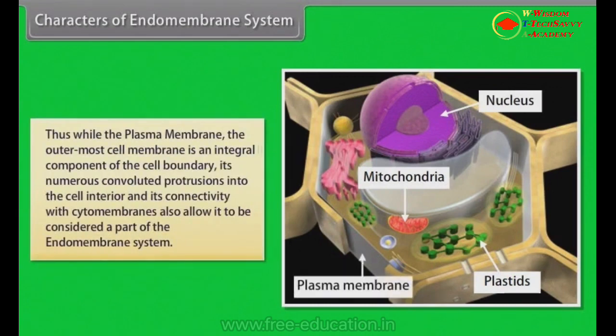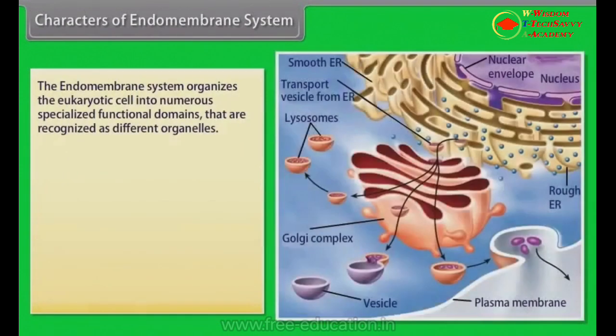Thus, while the plasma membrane, the outermost cell membrane, is an integral component of the cell boundary, its numerous convoluted protrusions into the cell interior and its connectivity with the cytomembranes also allow it to be considered a part of the endomembrane system. The endomembrane system organizes the eukaryotic cell into numerous specialized functional domains that are recognized as different organelles.